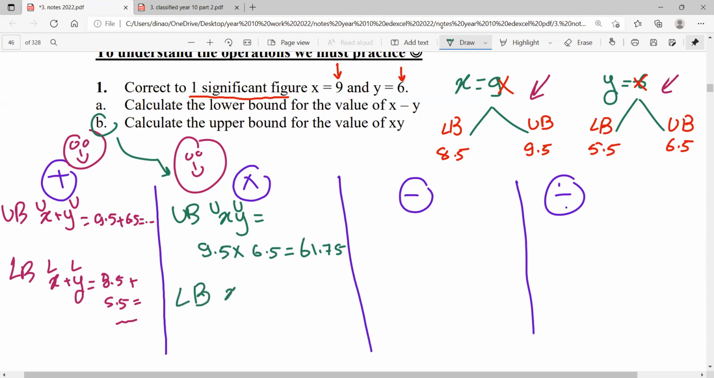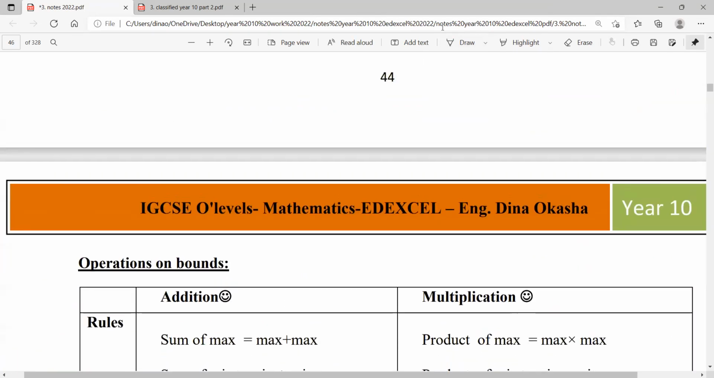أو ممكن يقول لي find the lower bound. Find the lower bound of x times y. What does that mean? Pick a bound from the x, pick a bound from the y, so that when you multiply them, you get the smallest answer. So logically, I will take the lower of the x and the lower of the y. Now let's go back to the table, and I want you to write this something.